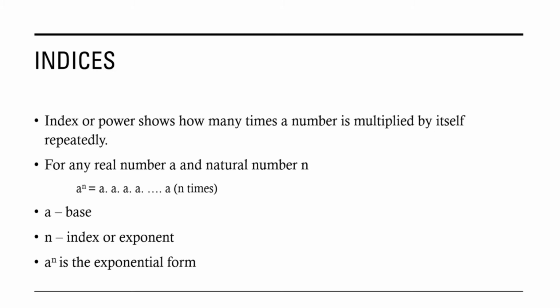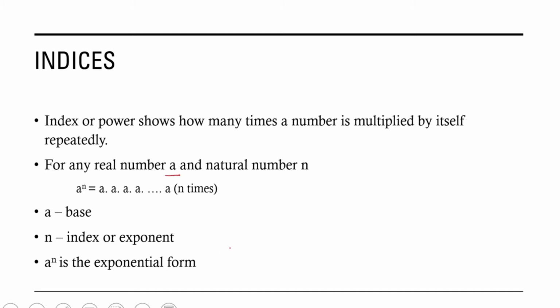In other words, a raised to n is equal to a into a into a up to a, n times. Here a is called the base. Next, n is called the index or the exponent, and a raised to n is the exponential form. Now, we have all these for any real number a and natural number n.